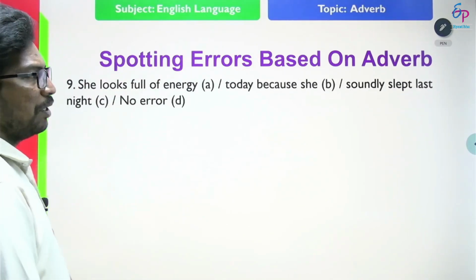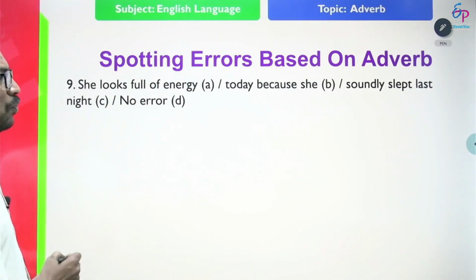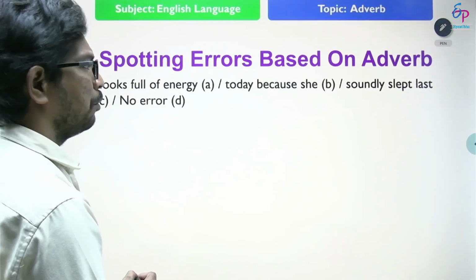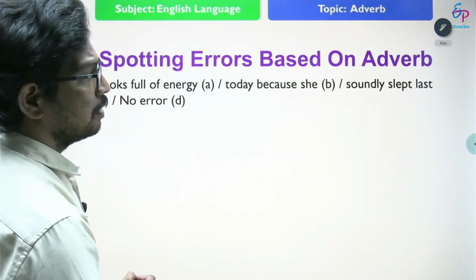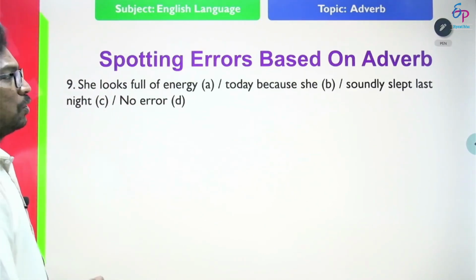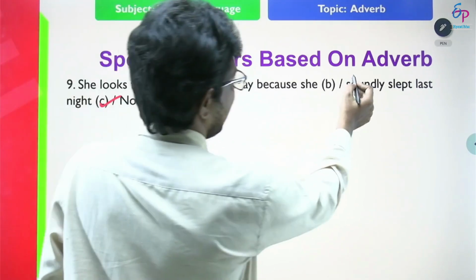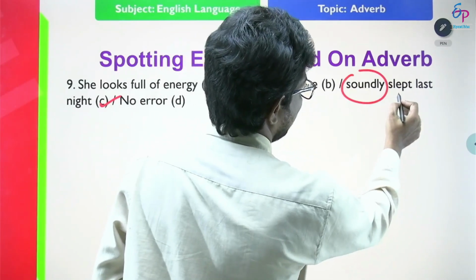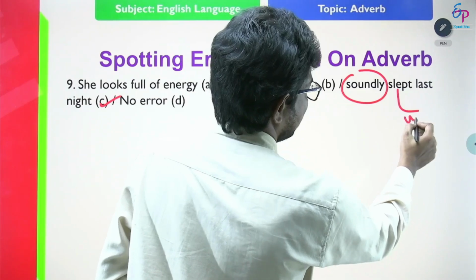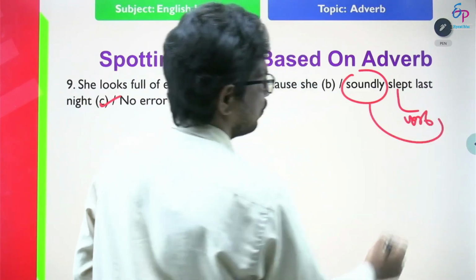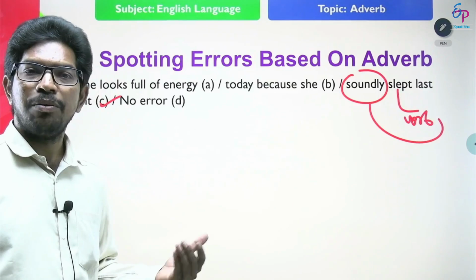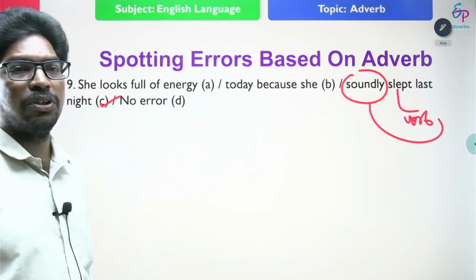So look at another statement and find out the error. She looks full of energy today because she soundly slept last night. So in this statement error is at C. Adverb of manner should always be placed after the verb, not before the verb.